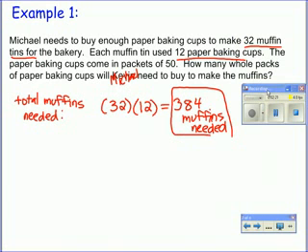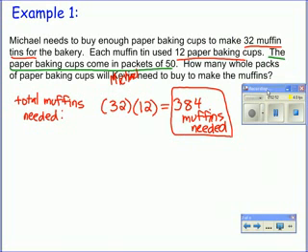Okay, so the first part of the word problem, we know that we need for the bakery 384 muffins. And we got that by multiplying 32 times 12. The next part of the word problem says that the paper baking cups come in packs of 50. So we want to know how many whole packs of the baking cups that Michael needs to purchase.